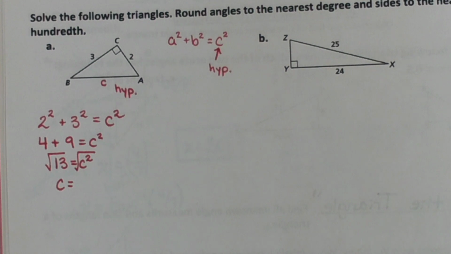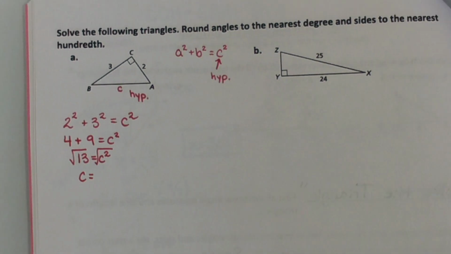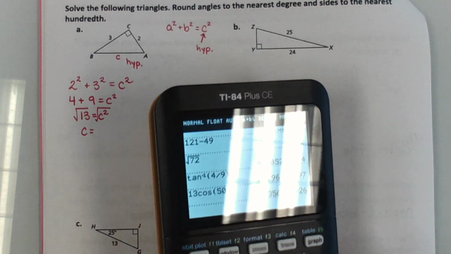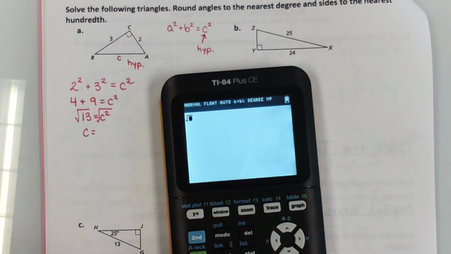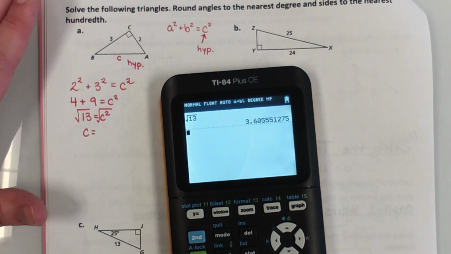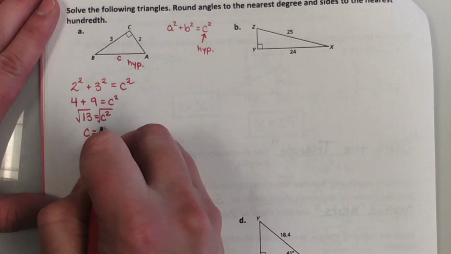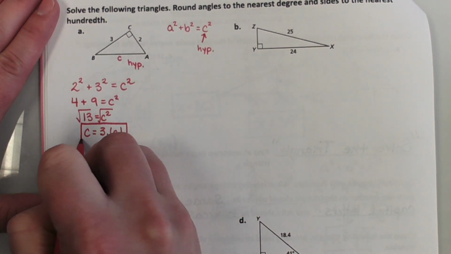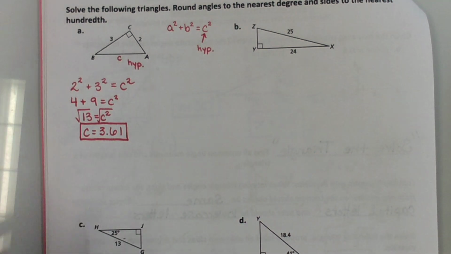Now, is this a side length or an angle? This is a side length. So I'm rounding to the nearest what? Hundredth. How many decimal places is that? Two decimal places. So I go to my calculator. I type in the square root of 13. 3.61. Sweet. One thing solved for.